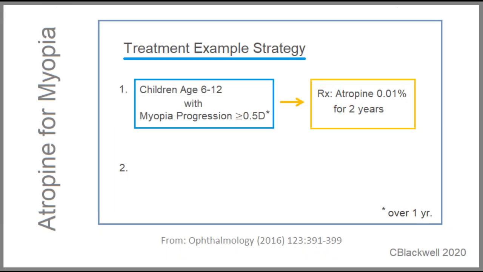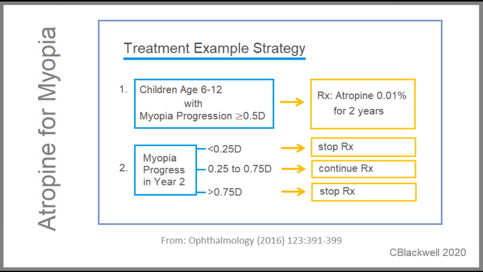Another strategy comes from the Adams study using atropine. Their algorithm recommends treating children aged 6 to 12 who showed myopia progression of greater than half a diopter per year. Depending on their response over a 2-year period, one would decide the second step.